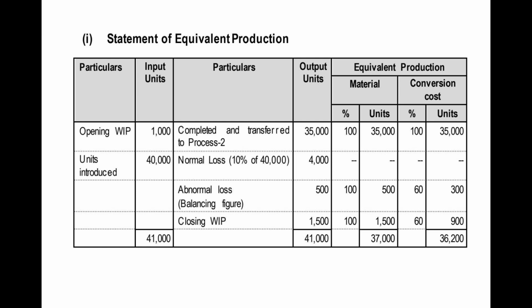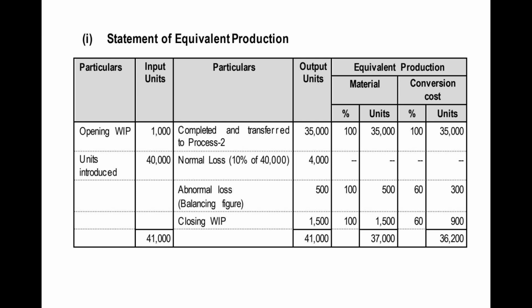Then closing work in progress is also given in the problem: 1,500 units. In particulars, closing work in progress is 1,500 units. So now totally 35,000 units plus 4,000 units plus 1,500 units is 40,500 units. The input is 41,000 and the output is 40,500. The remaining 500 units is abnormal loss. That should be put as the balancing figure: abnormal loss, 500 units. Now the input units are 41,000 and the output units are also 41,000. Did you get it? Fine.